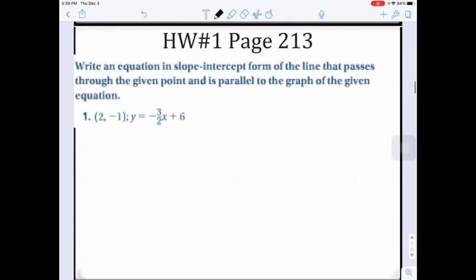And now I would like you to try number 1 on page 213. Write an equation in slope-intercept form of the line that passes through the given point and is parallel to the graph of the given equation. So we have the point (2, -1), and the line y = -3/2 x + 6.